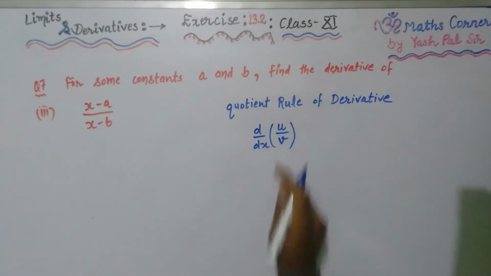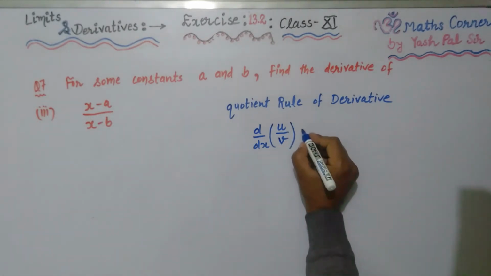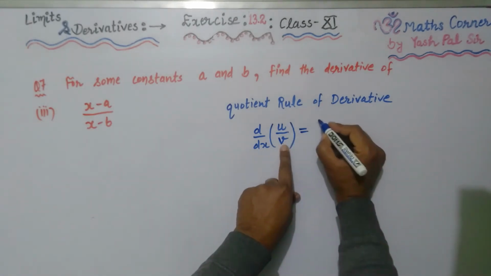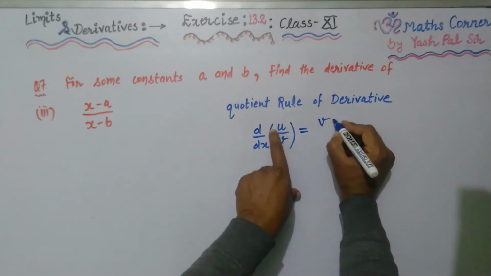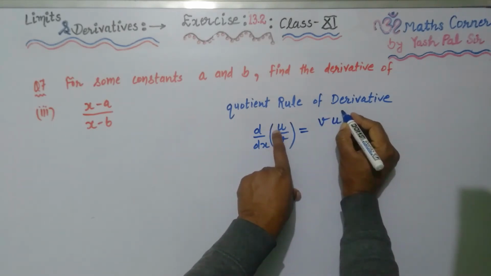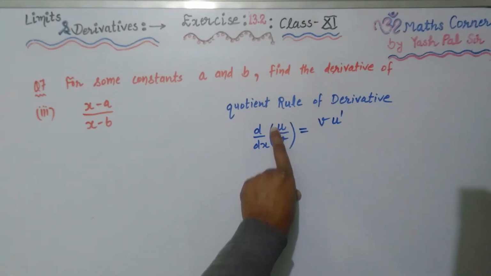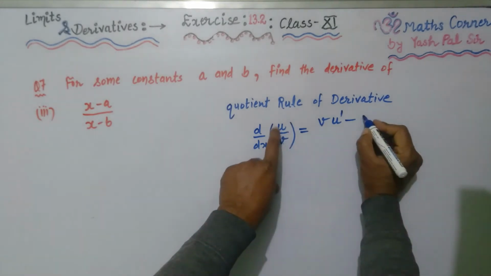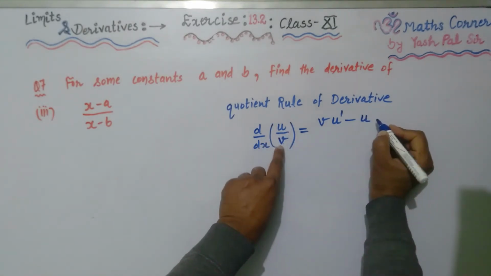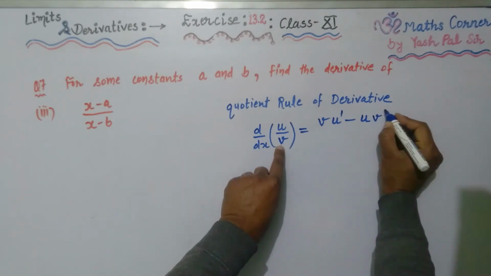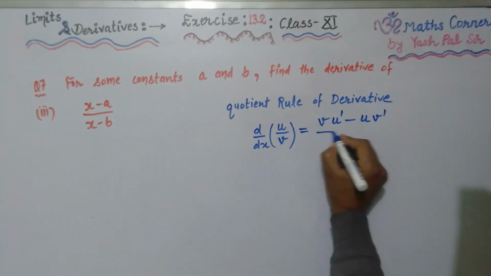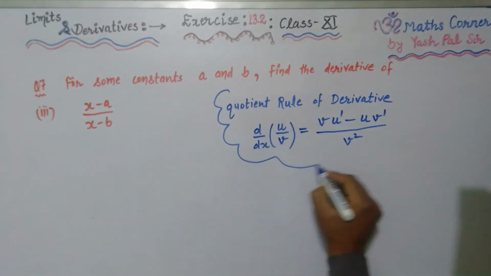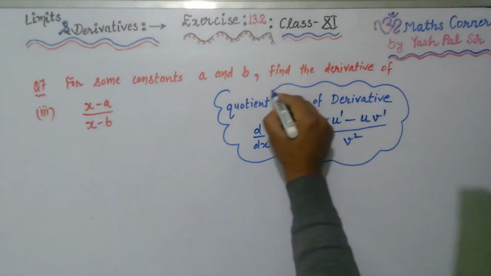Okay, u is the numerator, v is the denominator, then how do we find the derivative? This is equal to, first of all we write the denominator with no change, then we find the derivative of the numerator, which is denoted as u dash, then we put a minus sign in the formula. We write the numerator with no change, then we differentiate the denominator, that is v dash, divided by the square of the denominator. So this is called the quotient rule of derivative.